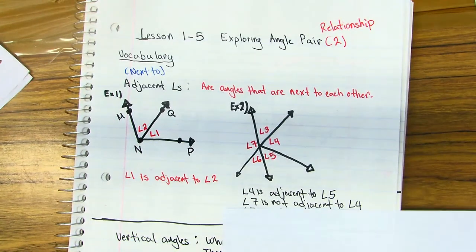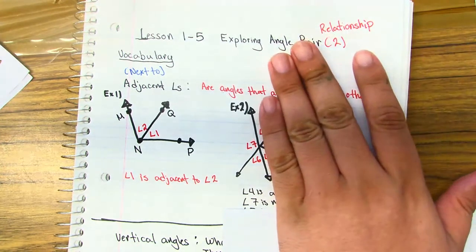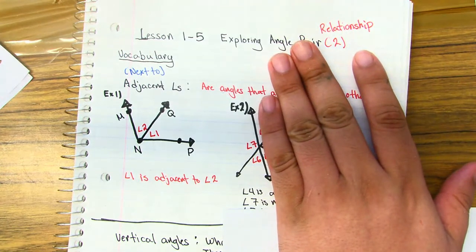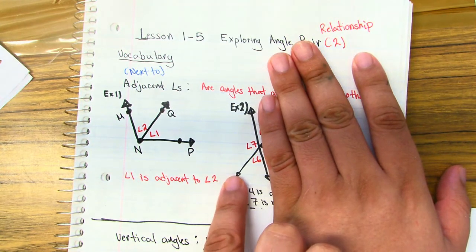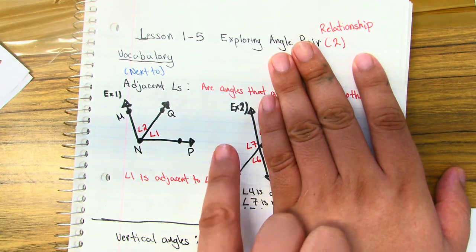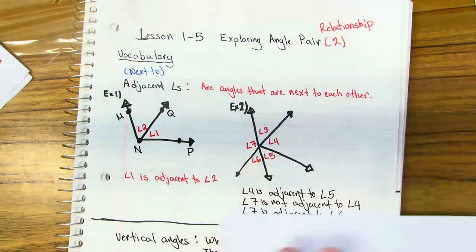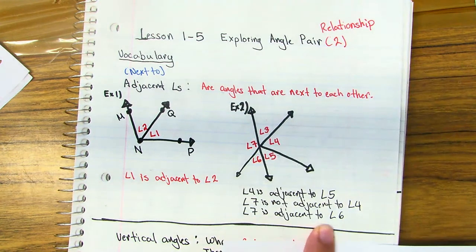Oh wait, we have one more. Angle 7 adjacent to angle 6. A lot of people answered yes. Let's double check our answers. Let's cover all the other angles except for angles 7 and 6. When you look at angles 7 and 6, they are sharing the same ray, from here to here. So then you know that angle 7 and 6 are adjacent to each other. The last statement is angle 7 is adjacent to angle 6.